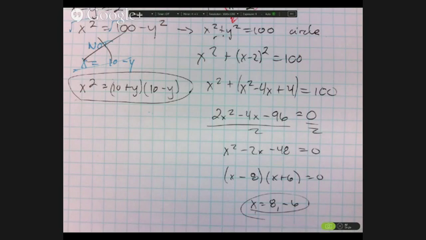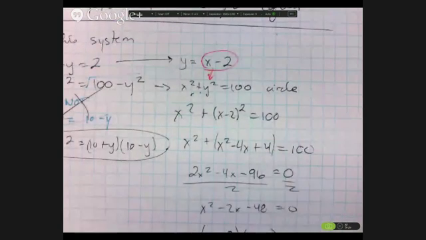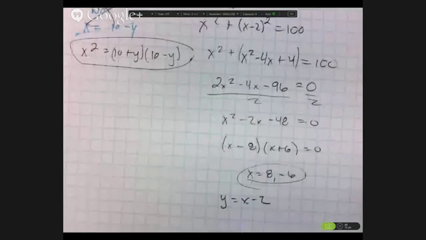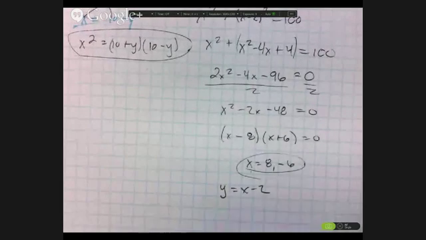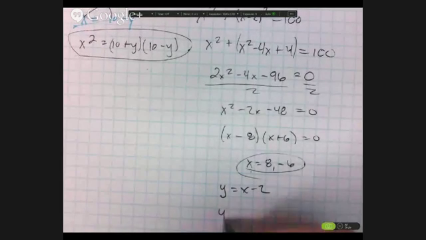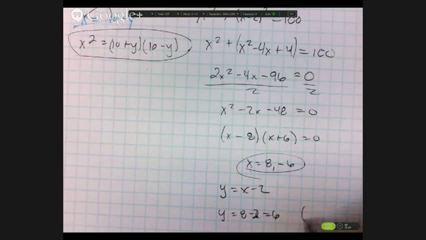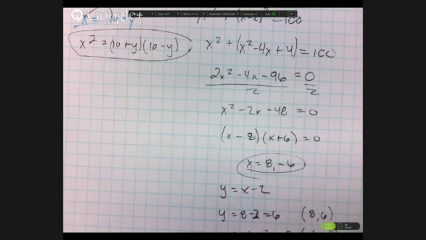Okay, what are my y values? Remember, that's true. So y equals 6 or negative 8. So 8, 6, and negative 6, negative 8. Those are my intersection points.